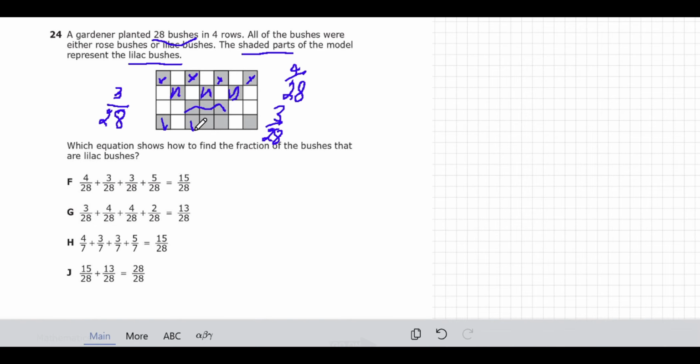The last row has 5 over 28 shaded squares. The correct answer is F.